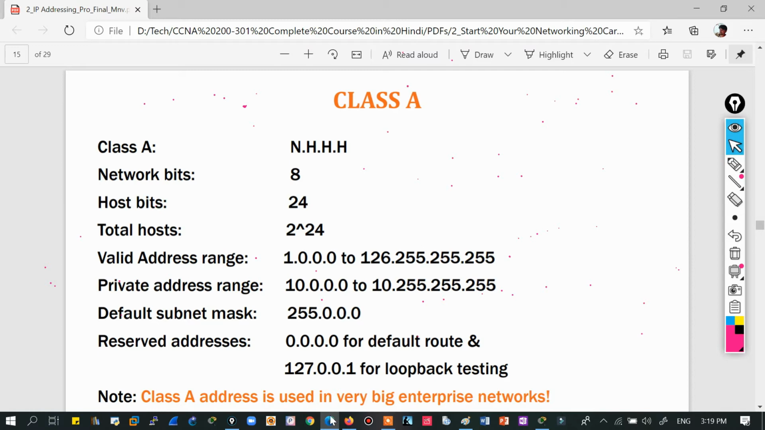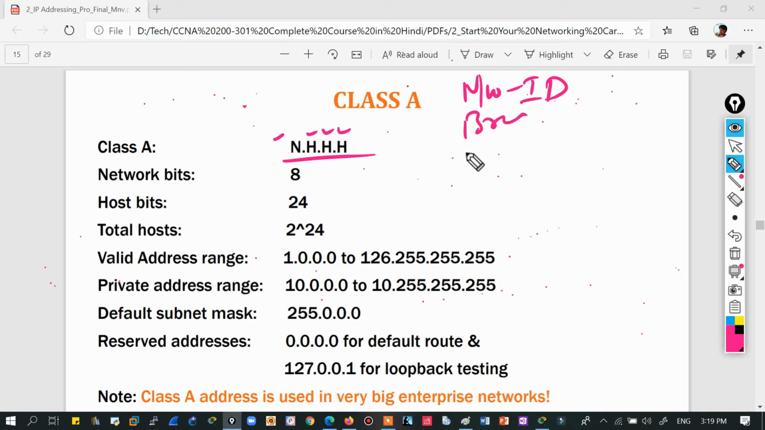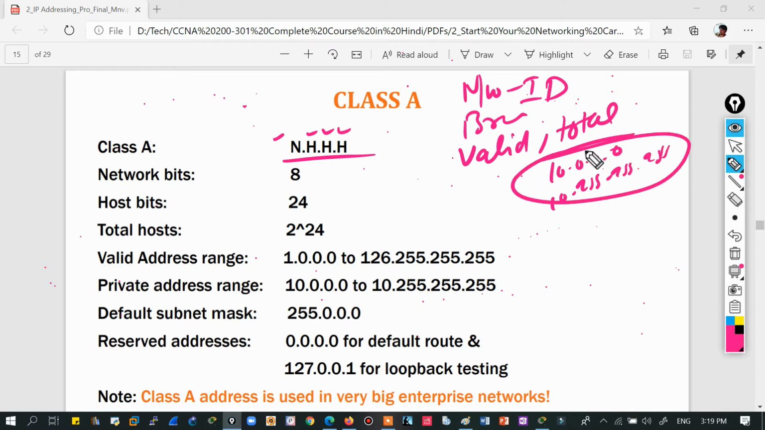So we have discussed this part till now, the network part. We have cleared that each IP address has two parts, network and host part. And what is the logic for that? And okay, I think something is remaining. Network ID, broadcast ID, valid and total range. Okay, so total range means 10.0.0.0 to 10.255.255.255. Okay, this was the total range. And what about the valid range?